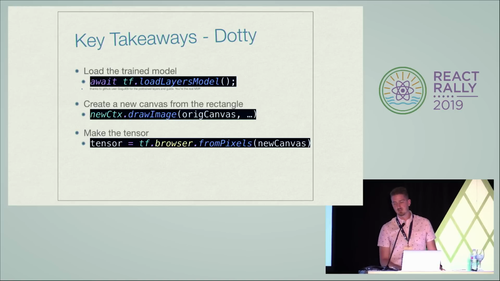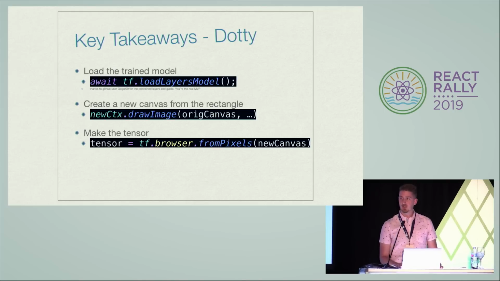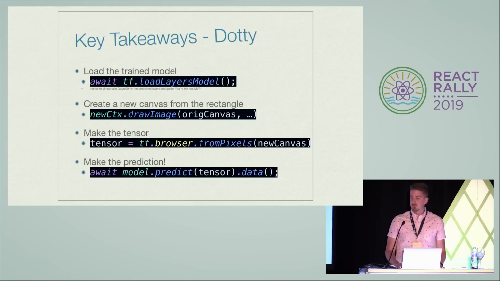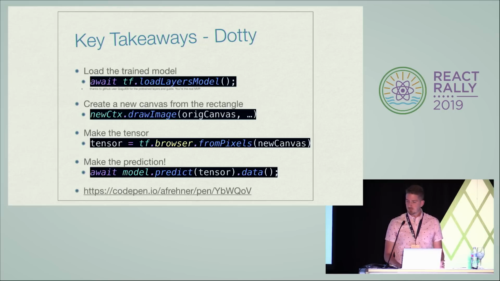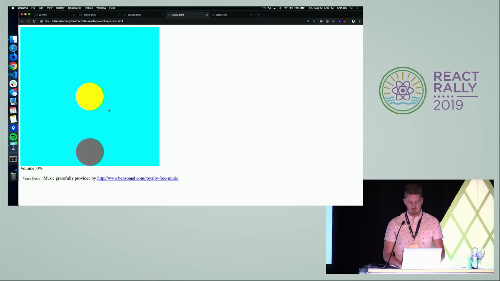Next, we need to give that image that we created to TensorFlow, and fortunately for us, it's built in. It recognizes canvas elements natively, so thank you, TensorFlow devs. Woo. And then finally, we just say, hey, make the prediction, or in other words, tell me what number you think is on this image. So here's our CodePen, and let's play around with it.